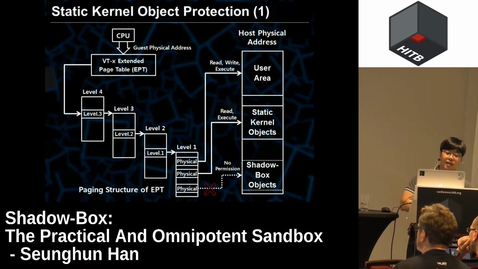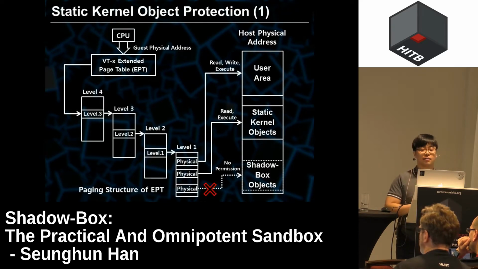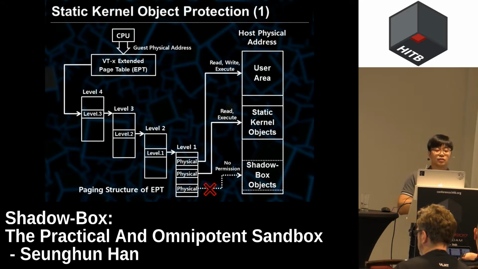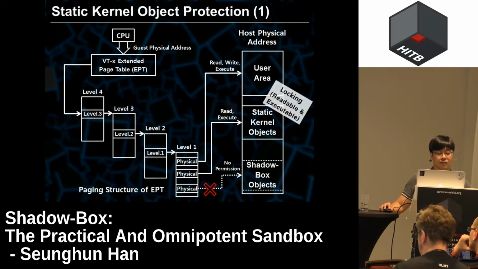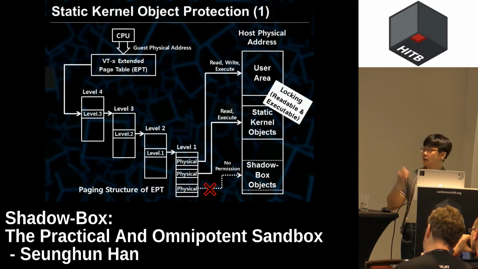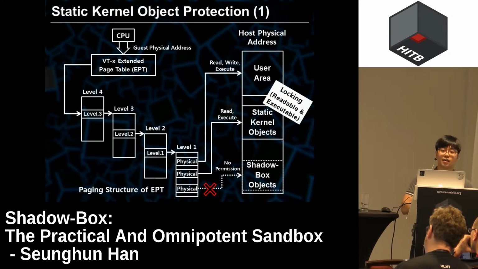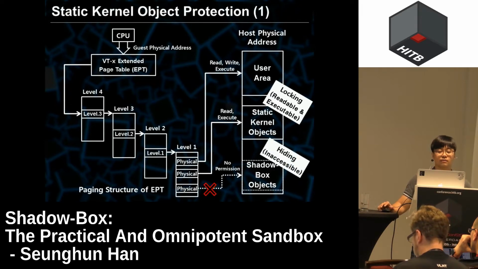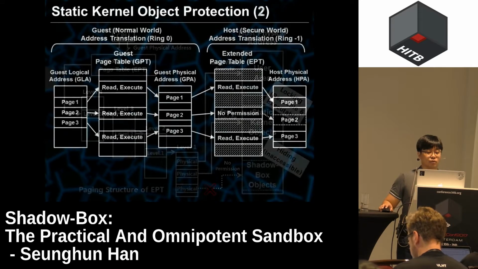Like this, EPT maps guest physical address to host physical address and sets new permission. Shadowbox sets read and execute permission to static kernel objects like this, and I call this locking. Shadowbox sets no permission to itself. I call this hiding.